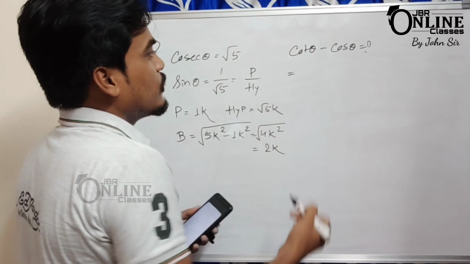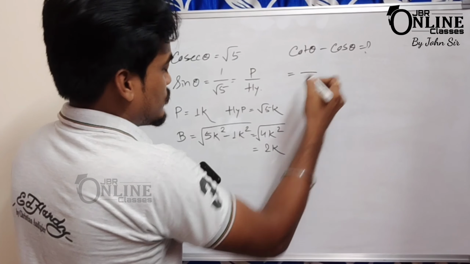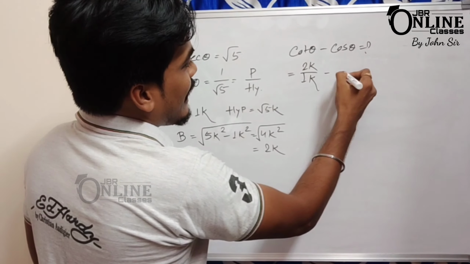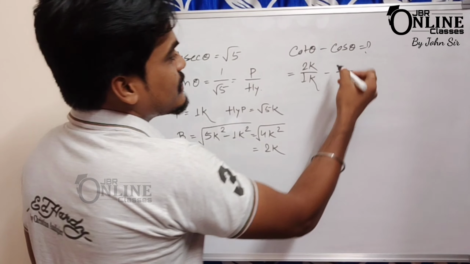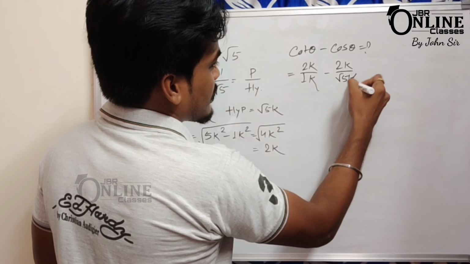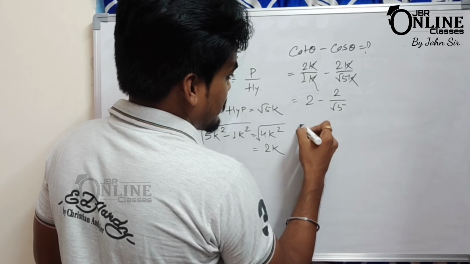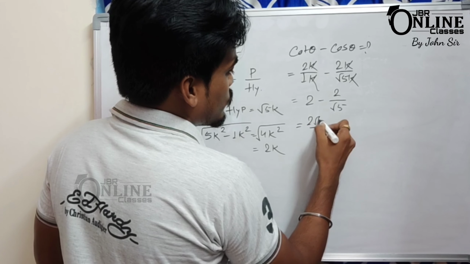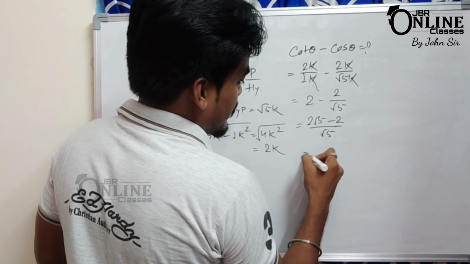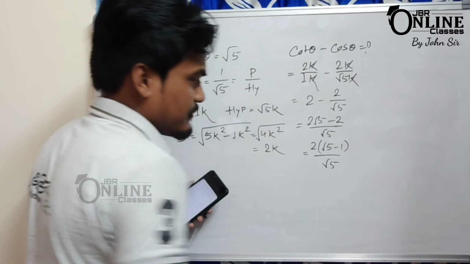Now cot theta. Cot theta means base by perpendicular. So here base equals 2k and perpendicular equals 1k. And cos theta means base by hypotenuse. So hypotenuse equals root 5k. So k cancels out, it's 2 minus 2 by root 5. Okay, so 2 root 5 minus 2 by root 5. Then if 2 is common, it becomes 2 times root 5 minus 1 by root 5.